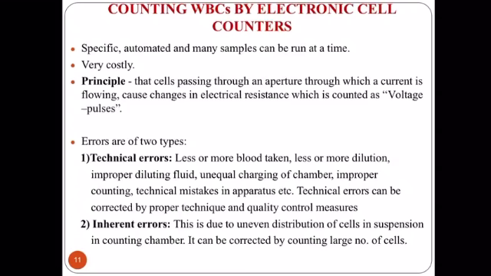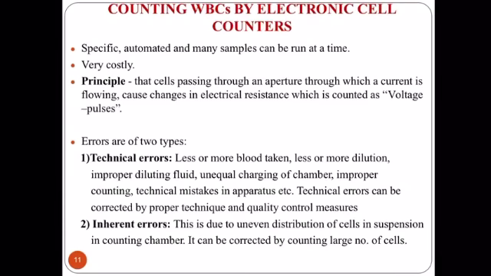Errors are of two types. Technical error: there is an inherent error. Technical error means less or more blood is taken, less or more diluent is taken, improper diluting of the fluid, unequal charging of the chamber, improper counting, technical mistake in an apparatus, etc., which can be corrected by proper techniques and quality control measures. So for the automated cell counter, various parameters and various tests are there for quality control measurement, which should be done routinely.